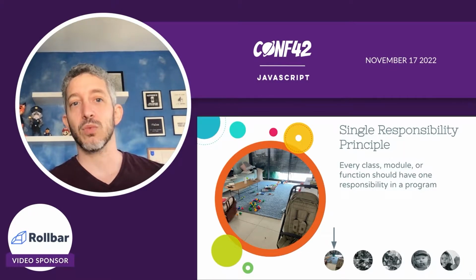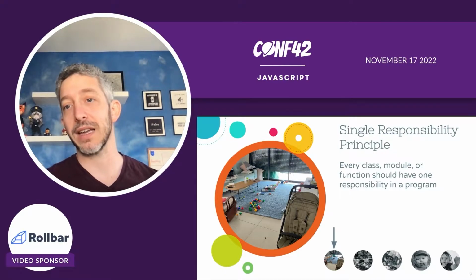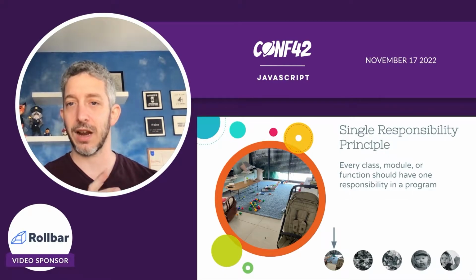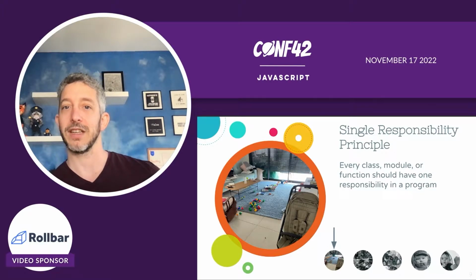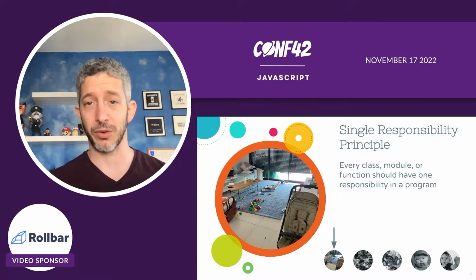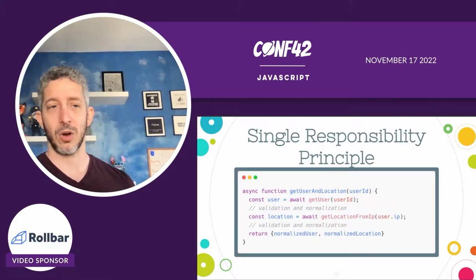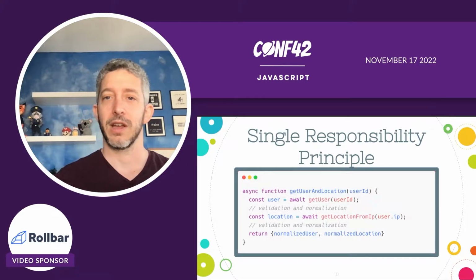All right, so the first one is the single responsibility principle. The idea behind the SRP is that every class, module, or function in a program should have one responsibility or purpose in a program. Let's start with some code examples to illustrate it better.